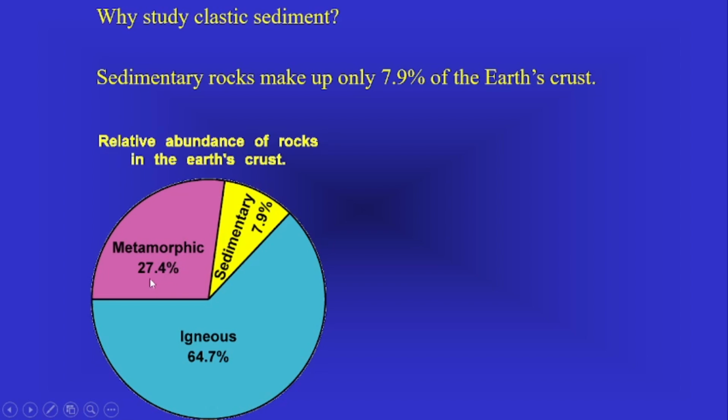which is 27.4%. These are the MCQs, which are very important. You need to remember the 64.7%, 27.4%, and then what we are targeting is sedimentary rock. 7.9% of the Earth's crust is sedimentary rock, which is a small fraction.